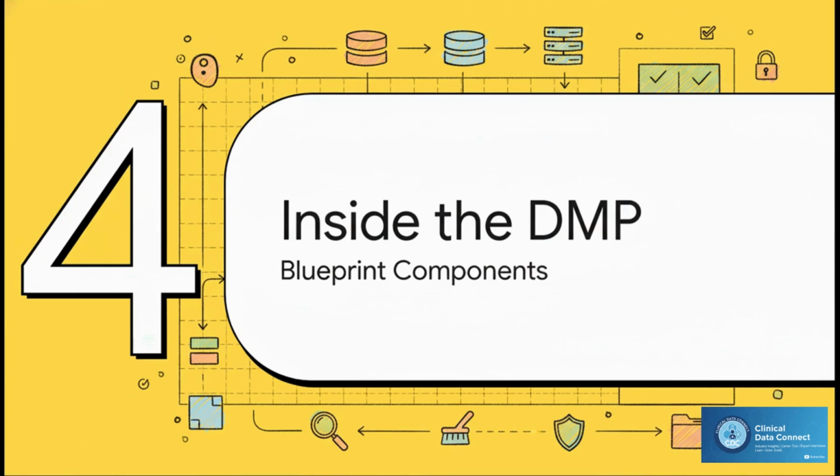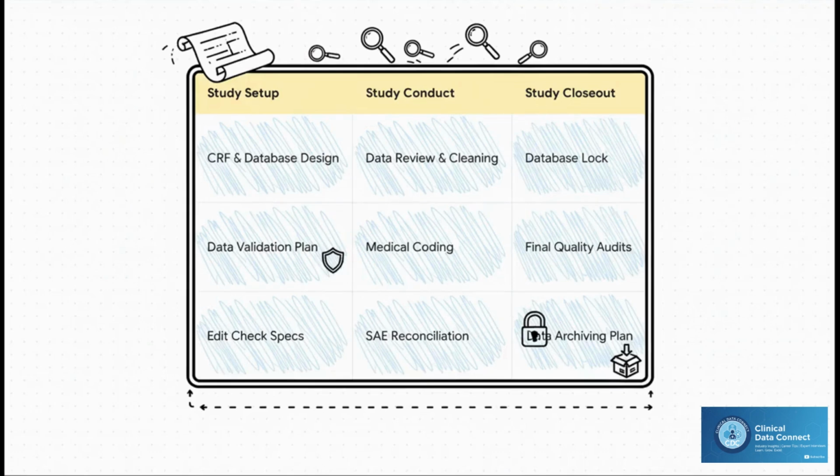Okay, so we know what it is, why it matters, and who writes it. Now let's pop the hood and take a look at what's actually inside the blueprint. We can break down the contents by looking at the three main phases of any clinical study. This table gives us a fantastic bird's eye view.